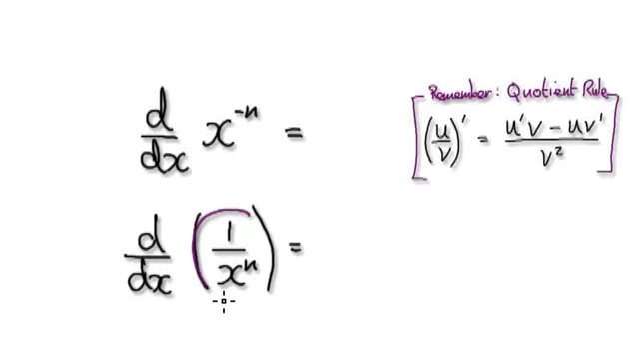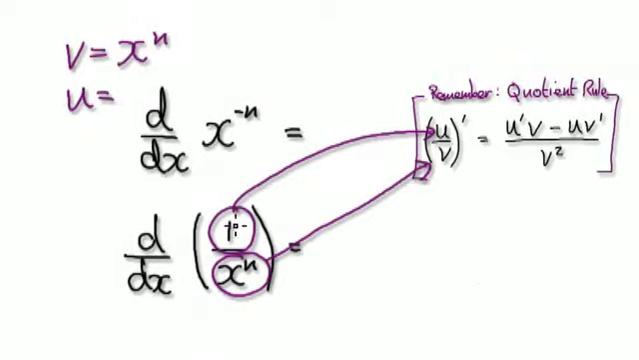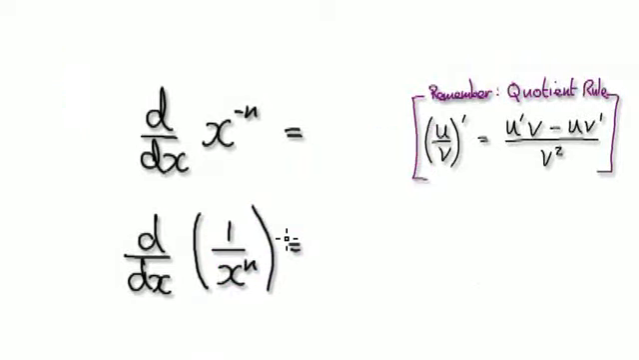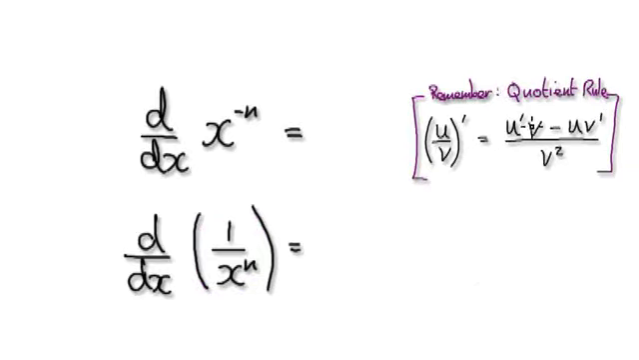Now looking at it like this, let's use the quotient rule. So this is our u here, and this here is our v. So really v is x to the power of n, and u here is just 1. Now imagine this here is u, and this here is v. So now if we want to differentiate this, we're going to use the quotient rule. So let's just blindly follow the quotient rule.